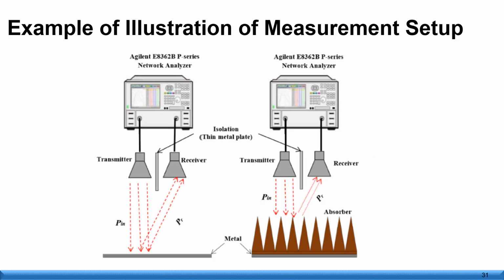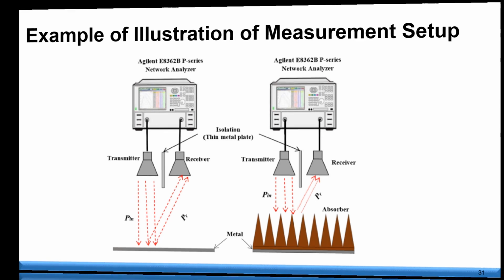Next, this is an example of an illustration of measurement setup. Sometimes you can draw a diagram for your measurement setup, because maybe your lab is very messy and you're not able to get a proper picture, so you can draw an illustration. But you must have very good labeling to let the panel know what all these things are about.